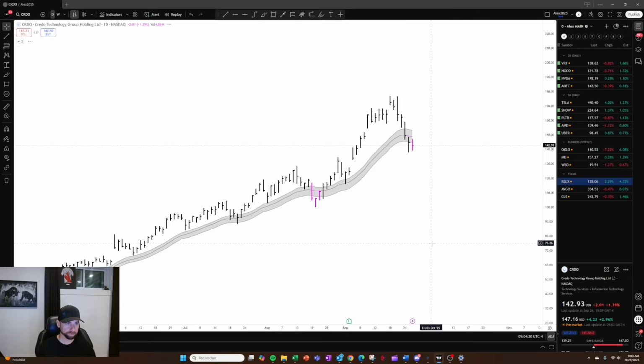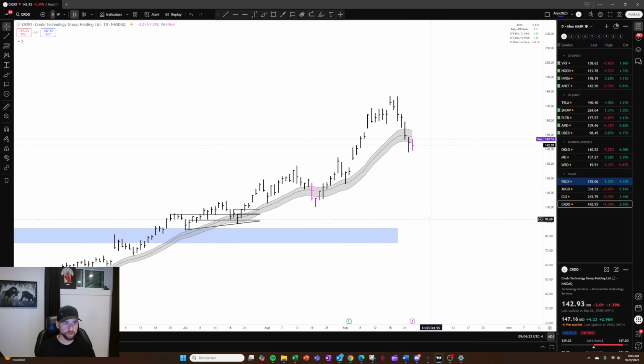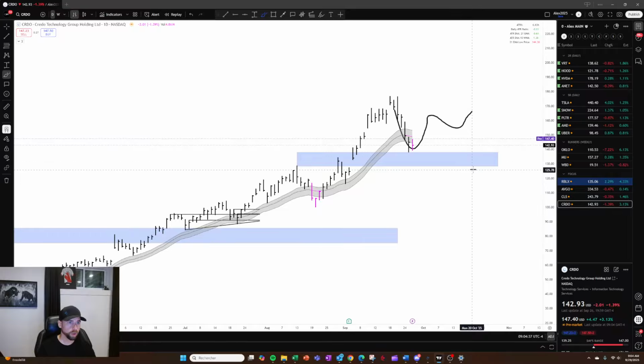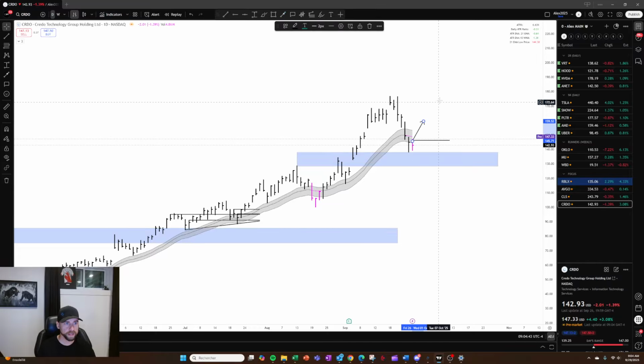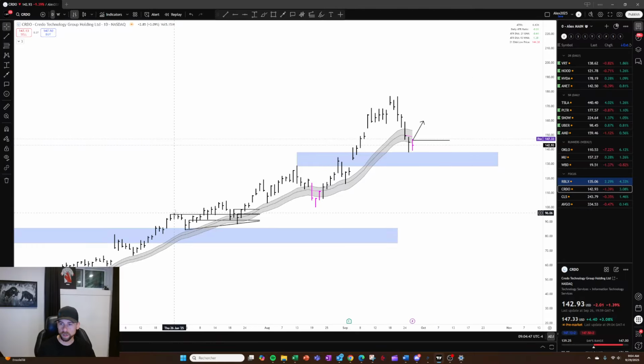CRDO, like I explained, I think that's a bit early. But if you're trying to position early for maybe a larger basing process, a bit like Oklo, then I think that playing the daily reversal or at least the daily structure reclaim is a good spot to engage.